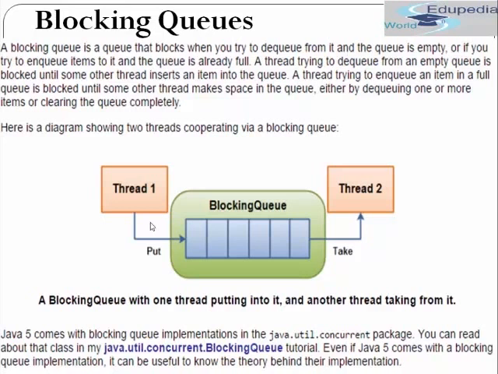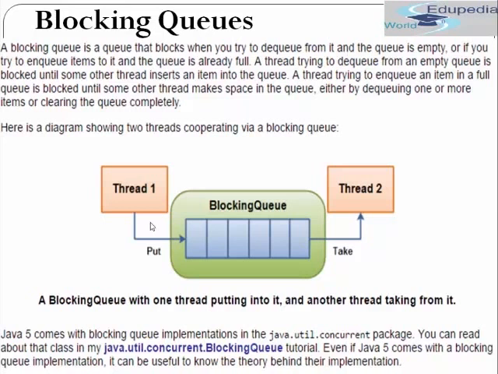Okay. So basically what happens is a blocking queue is a queue that blocks when you try to dequeue from it and the queue is empty, or if you try to enqueue items to it and the queue is already full. The thread trying to dequeue from an empty queue is blocked until some thread inserts an item into the queue. A thread trying to enqueue an item in a full queue is blocked until some other thread makes space in the queue, either by dequeuing one or more items or clearing the queue completely.